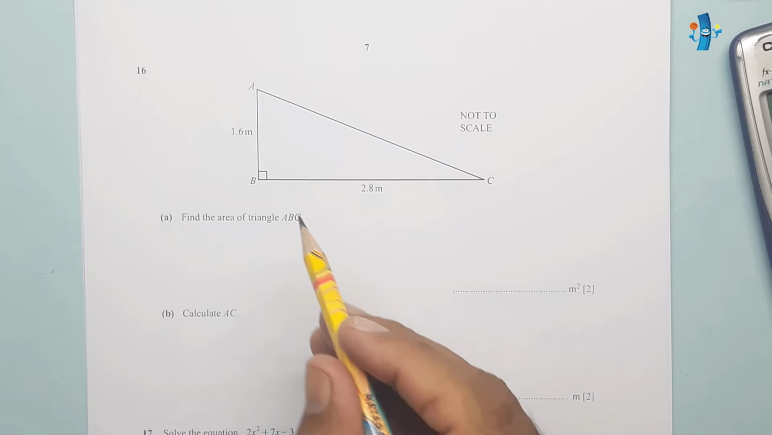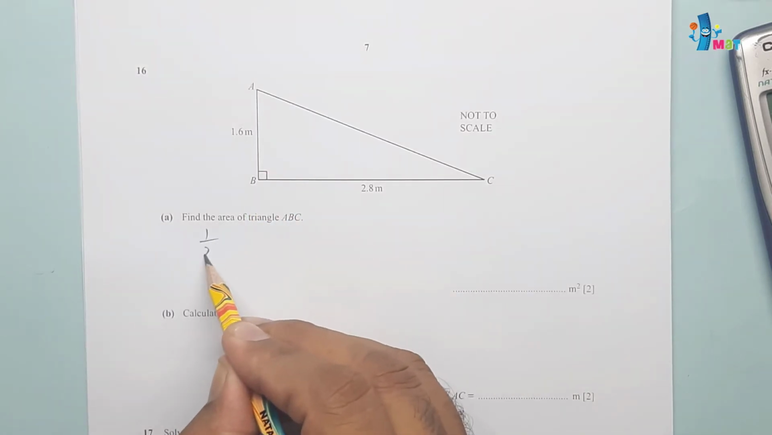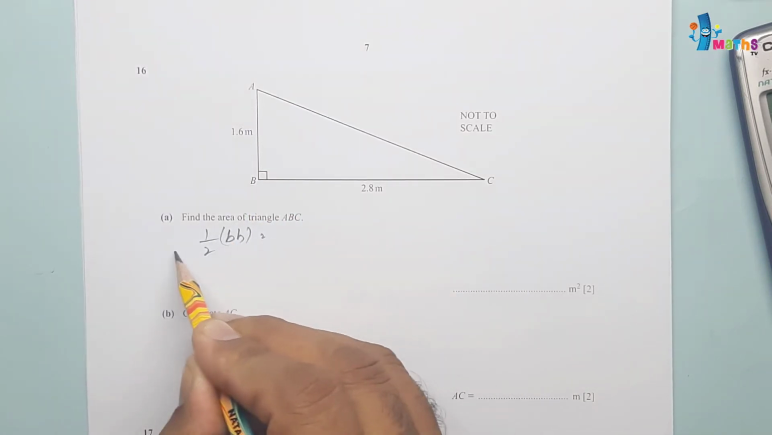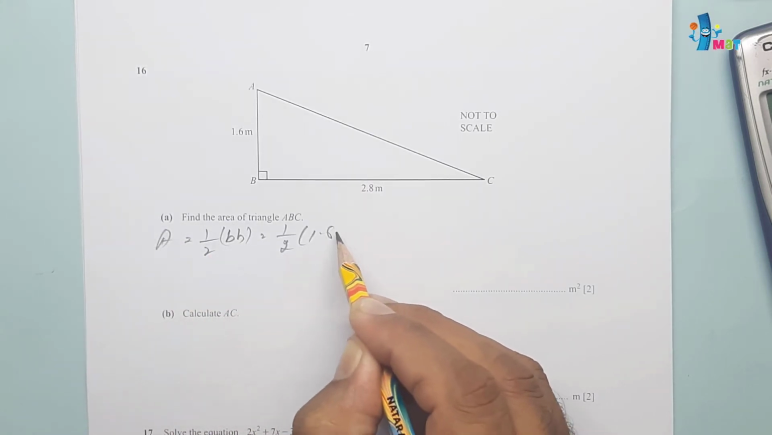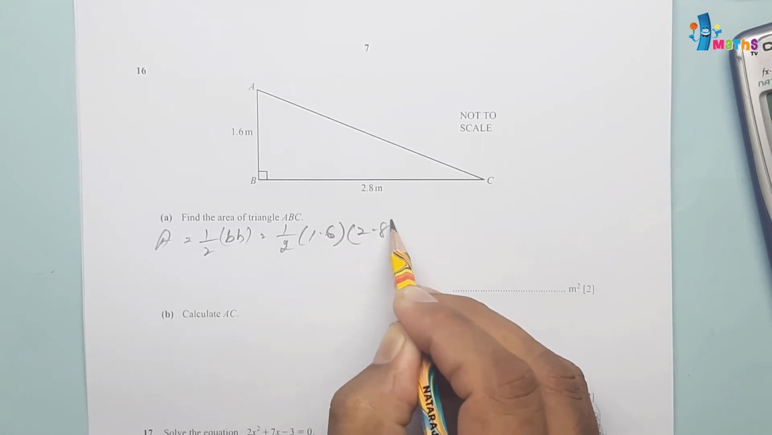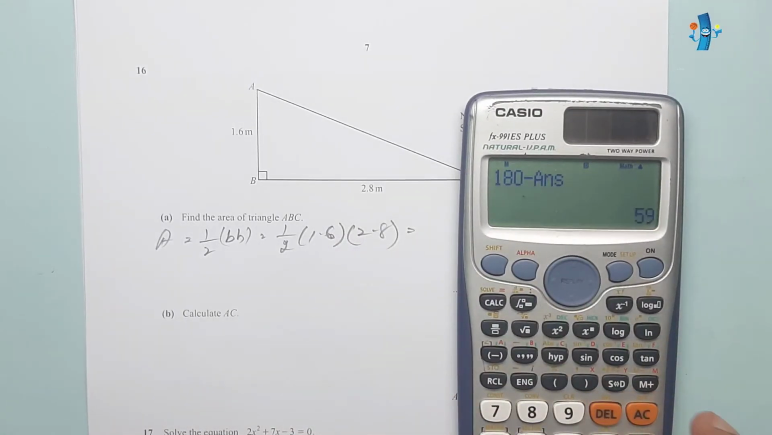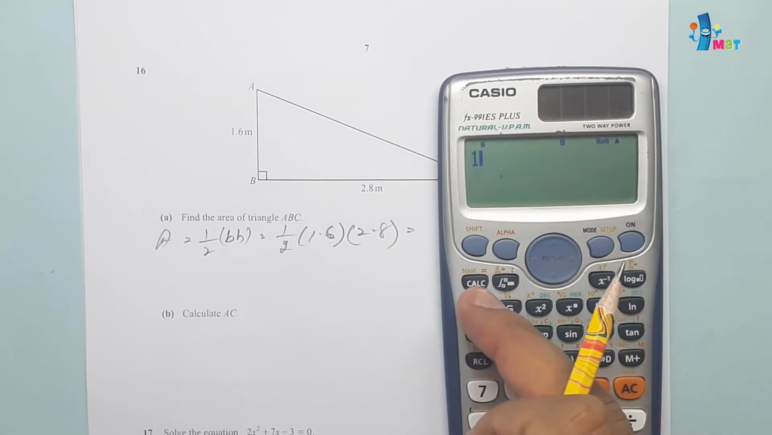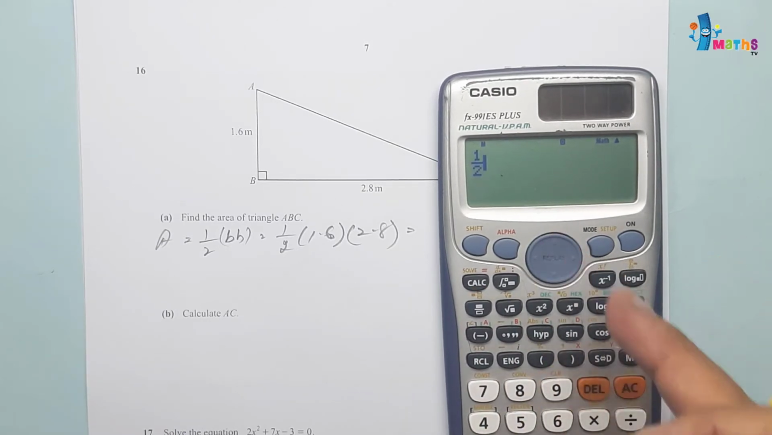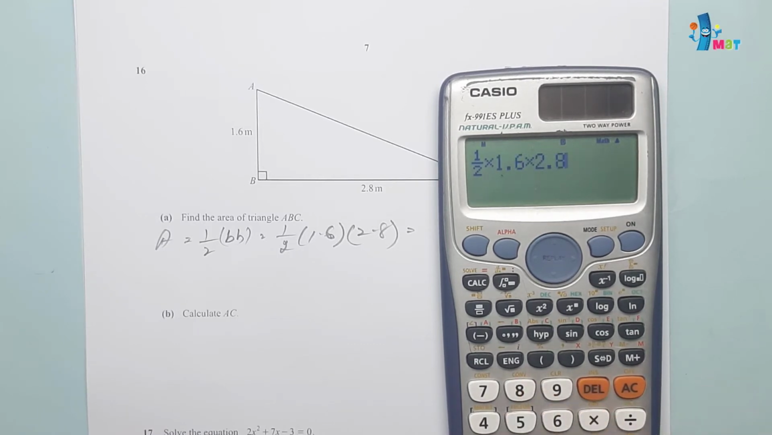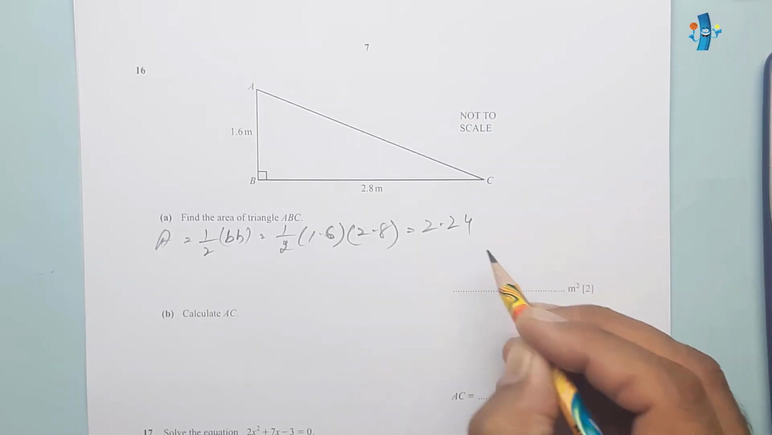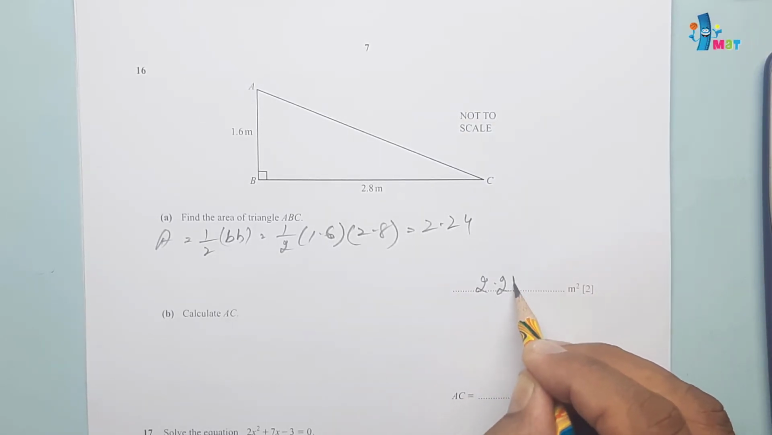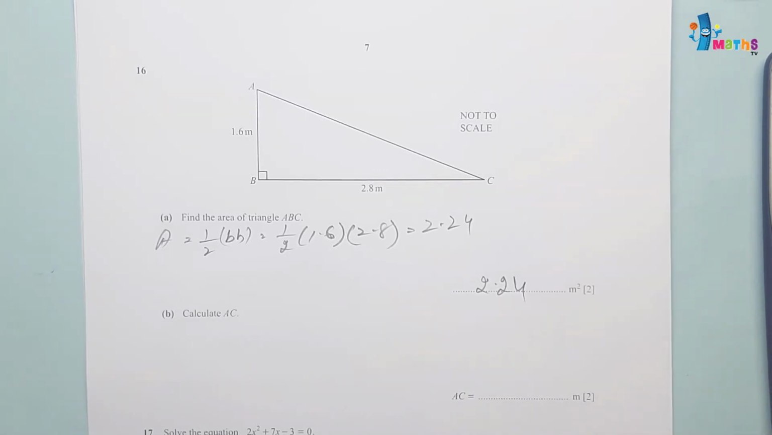Area of the triangle: height is given, base is given, so the formula we'll be using for area is 1 by 2 into B into H. So 1 by 2 into 1.6 multiplied by 2.8 will be equal to 2.24. 2.24 will be our answer, and we can write it over here. Meter square is already written.